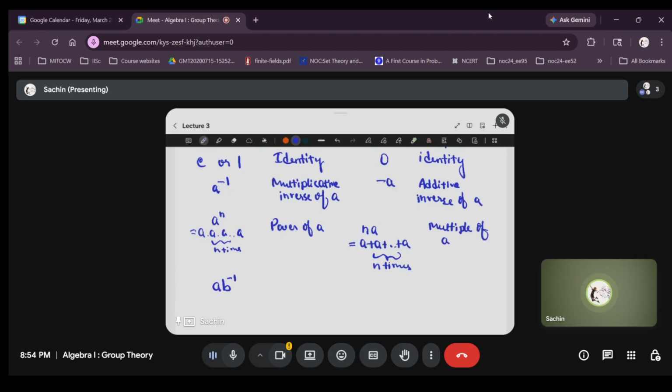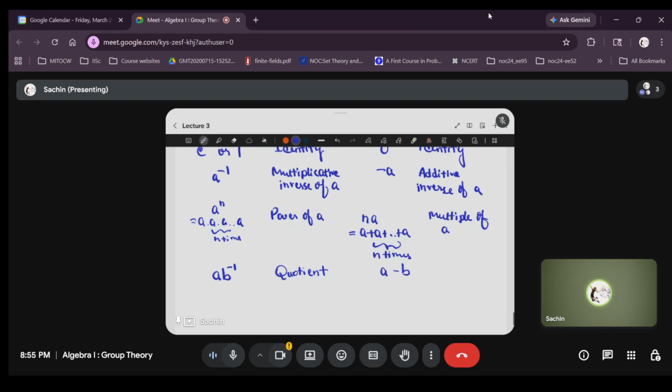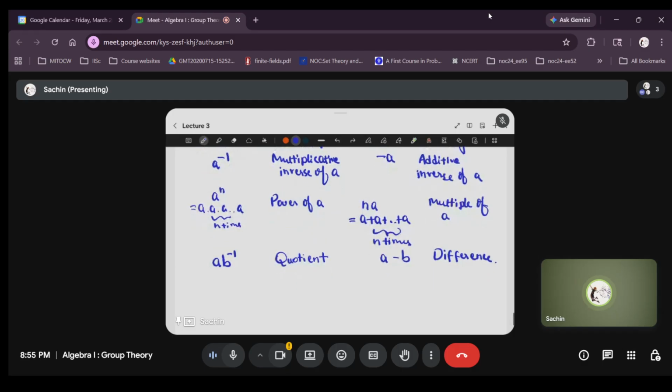And you might write AB inverse. So instead of division, we don't really have division in all groups, but you can do the product with its inverse. And the analogous quantity would be the difference, A minus B. So depending on the group, the notation will change. That you'll get with practice.